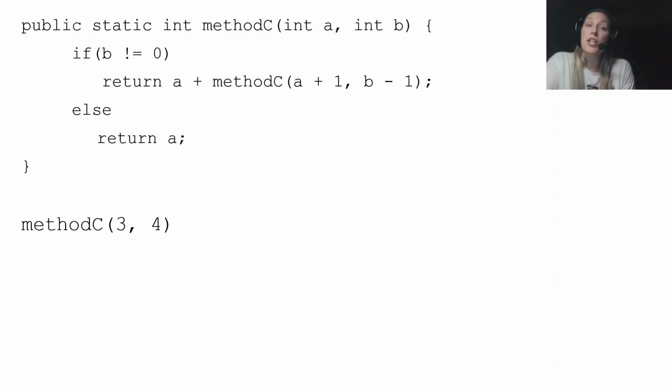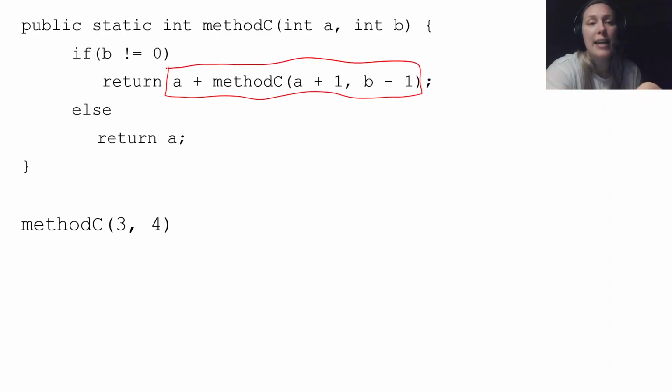But for here, we have to keep track of 2 local variables now. And in the if-else statement, you see if b is not equal to 0, then we have a recursive call. The recursive call takes a plus method C again, and it manipulates both A and B. Else return A. So I can identify the base case: I return A when B is equal to 0.